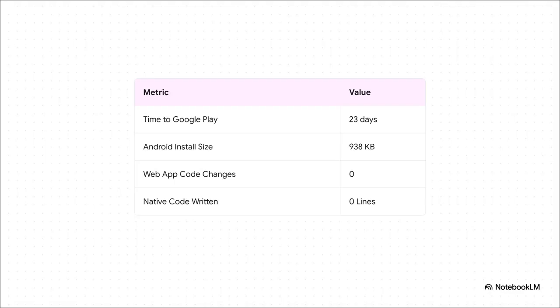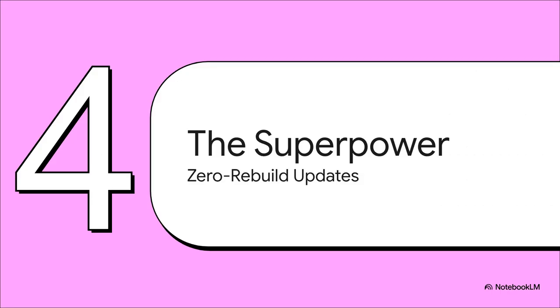And these numbers, well, they really speak for themselves. The install size, less than a single megabyte. The amount of native code the N1 Nutrition team had to write themselves? 0. And the number of changes they had to make to their existing web app? Absolutely 0. That is the power of leveraging what you already have. But getting into the store is only half the battle. What about updates? This is where the whole architecture reveals its true superpower.